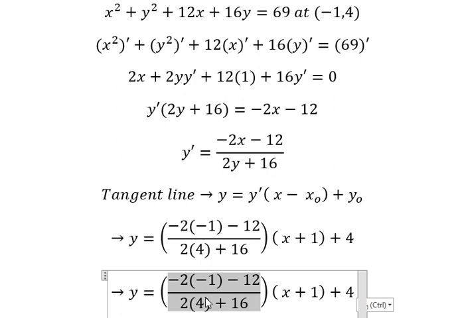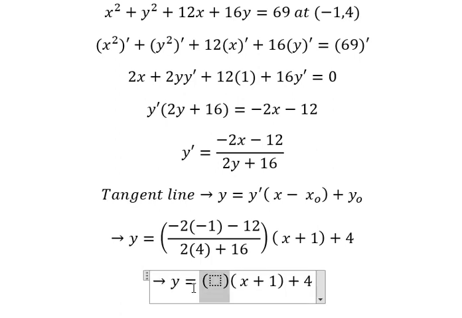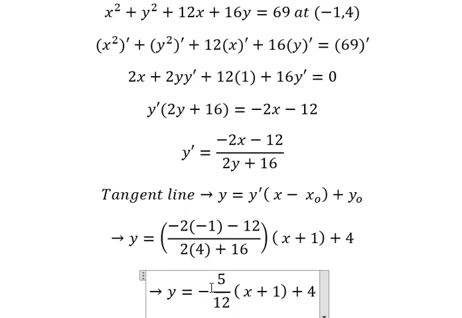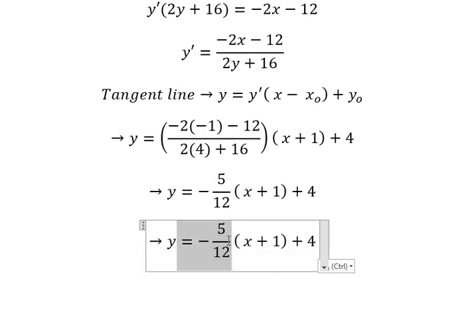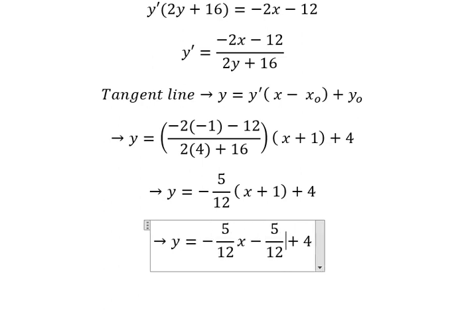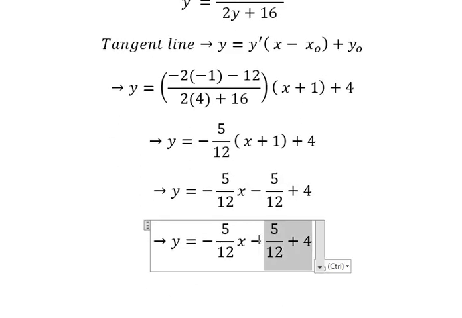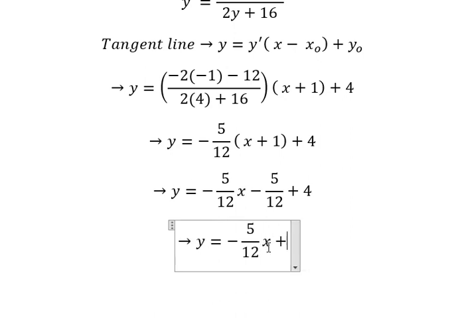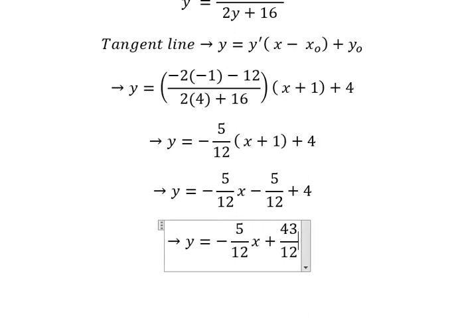So we calculate this one, and we have negative number 5 over 12. Next, I will put this one multiplied by x and number 1, and now we have like this. Now we calculate this one, and we have 43 over number 12, and this is the final answer.